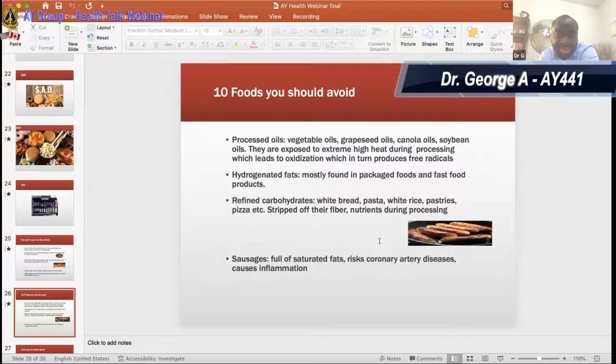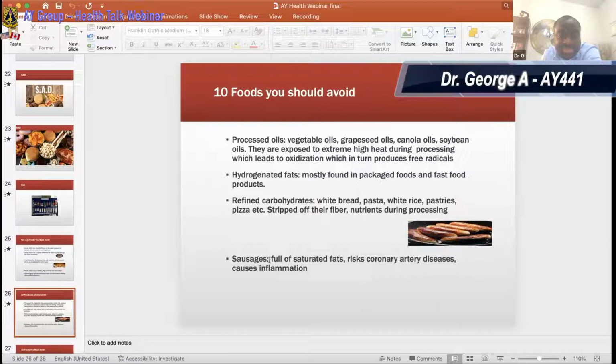When we refine carbohydrates, we strip off their fiber, so once it gets into your body, there's no nutrients, there's no fiber, it's not going to affect your gut, nothing. You're just eating it, and it's full of sugar, so it's something that we can avoid.